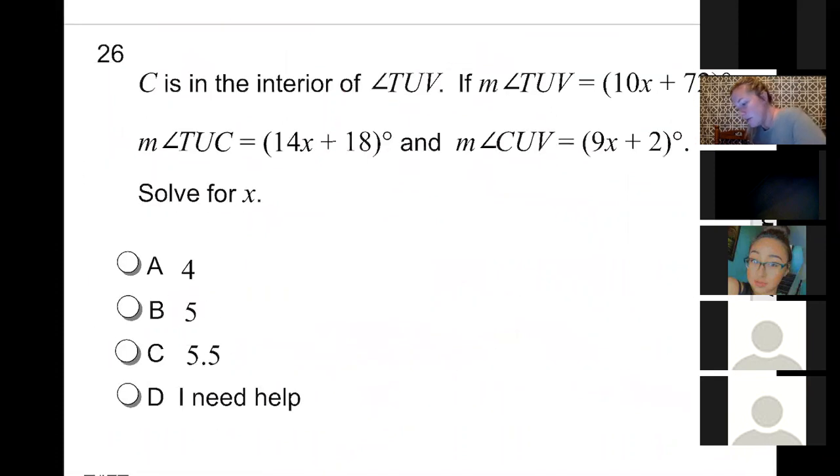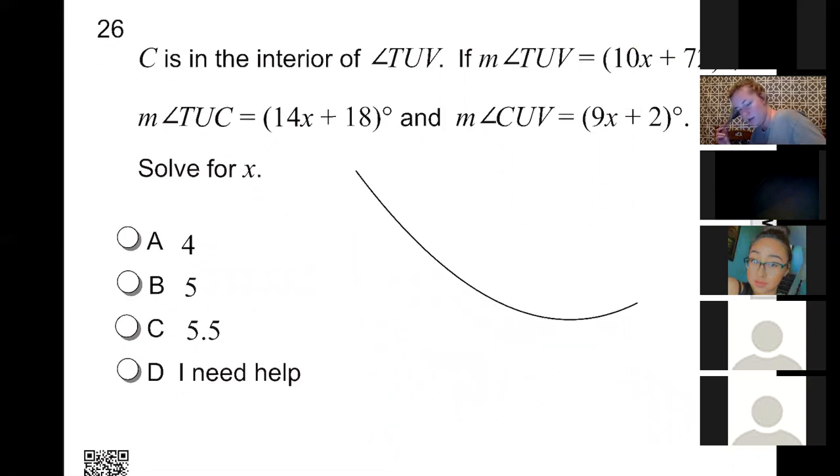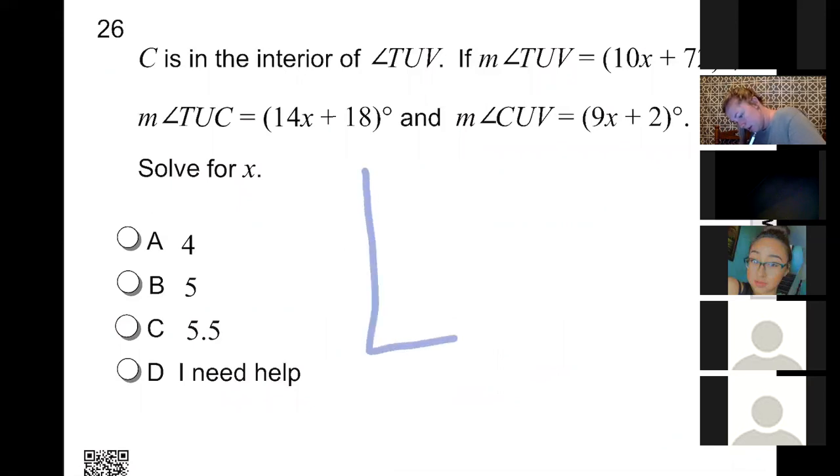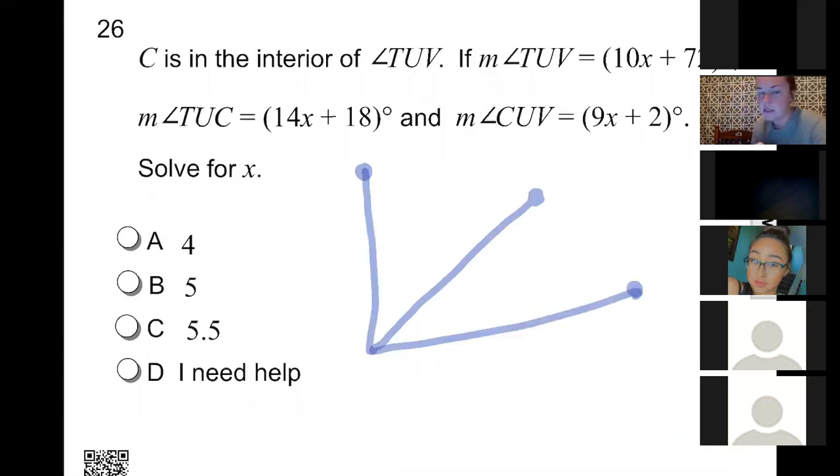Okay, so this one we need a picture. So on your own sheet of paper right now, make sure you are drawing a picture with this one, okay? It says C is in the interior of TUV. So we have TUV, which I will call this. Maybe I need to pick my pencil up when I draw these. So we have TUV, okay? And it says C is in the interior. So that means that it does not equal 180 degrees. It just means C is in the interior.